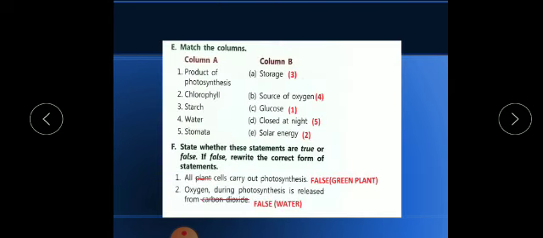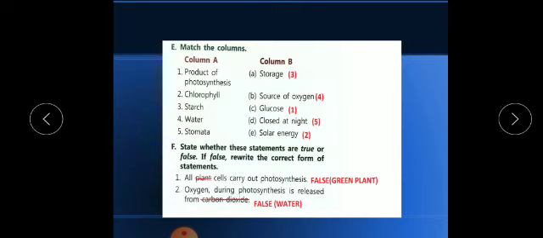Now children, next one is E part. D part, as I said, we will discuss, because all these 9 question answers in the next video. Match the following. First one, they are asking product of photosynthesis. Product means what we will get after the photosynthesis process. So we will get the glucose. Glucose is the main product. Okay, so glucose will come.